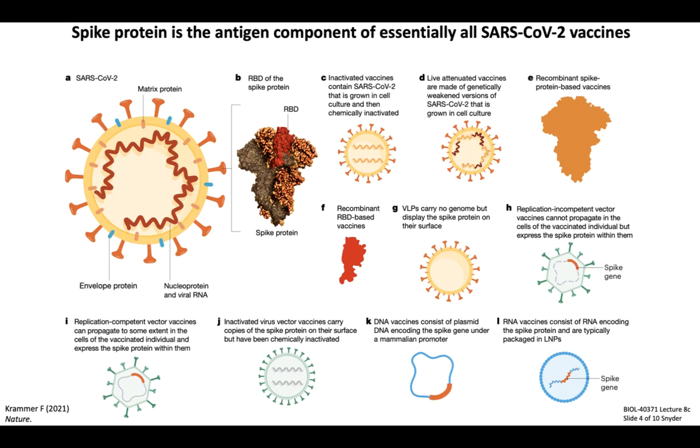Another way to enforce expression of viral spike in host cells is through nucleic acid vaccines, which can come in either DNA forms in K or RNA forms in L. Since these are the types of vaccines that were first approved for use in the United States, we will come back to discuss them a little bit later on in this lecture.